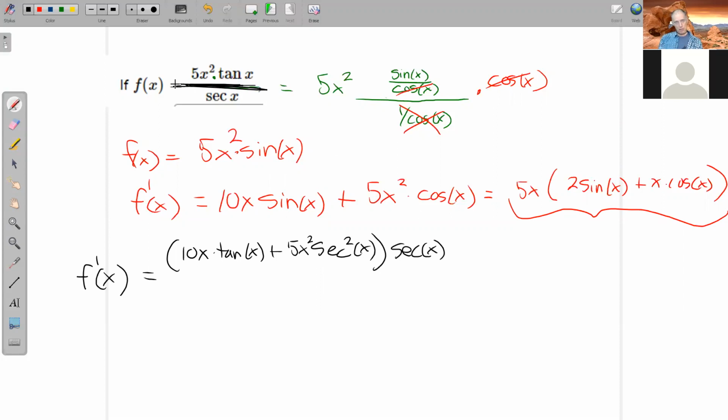And then now I'm back into the quotient rule. Quotient rule says then subtract the numerator, 5x squared tangent of x, times the derivative of the denominator. Derivative of secant is secant tangent. All divided by the secant squared.